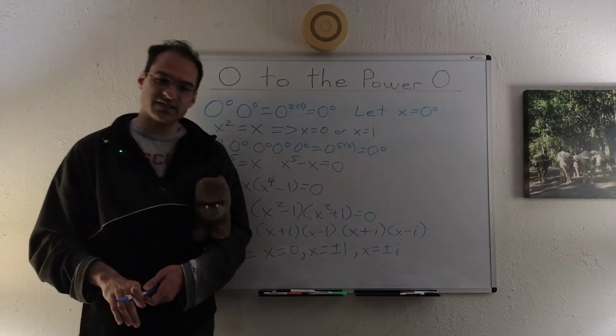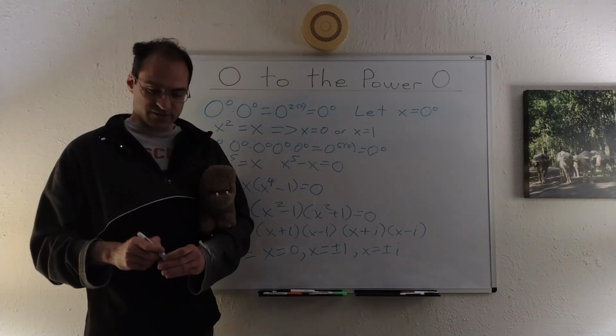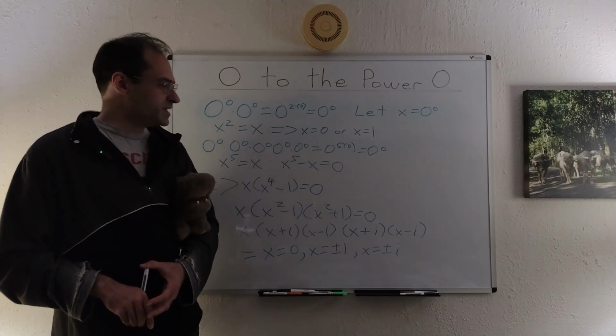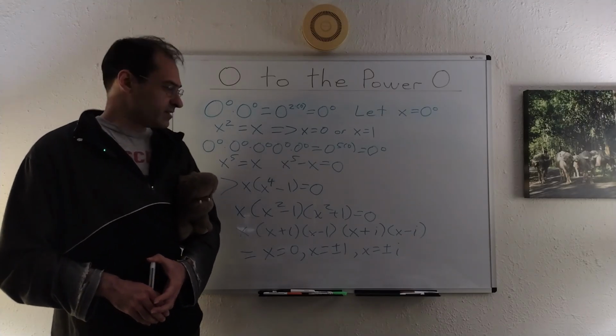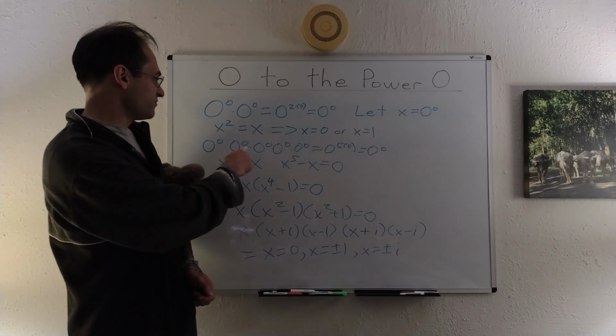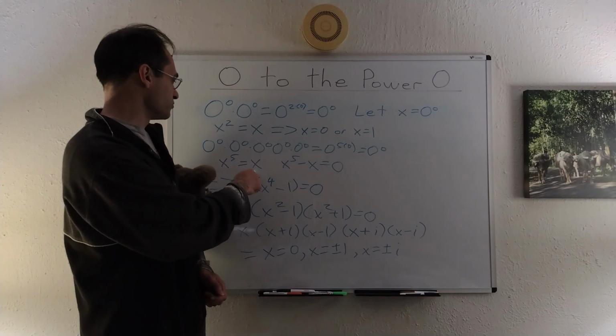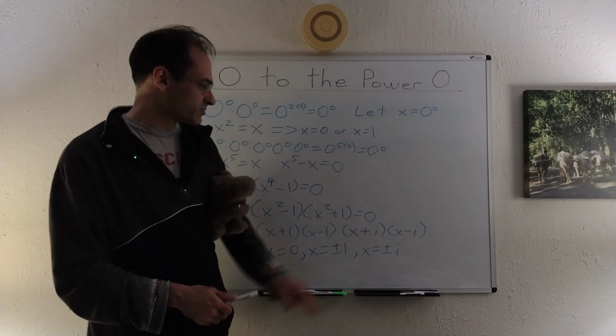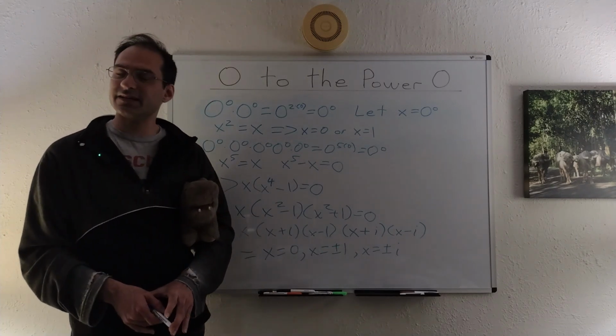So in answering the question, can 0 to the power of 0 be imaginary? In fact, it can, because here we have this x to the 5 is equal to x that comes straight from this. And that will give us complex roots i and minus i.